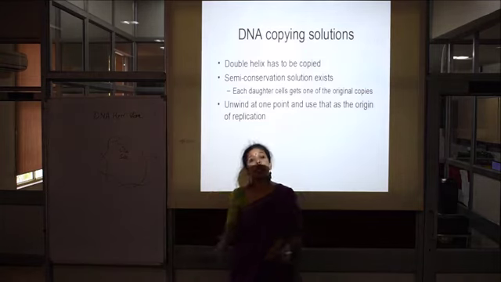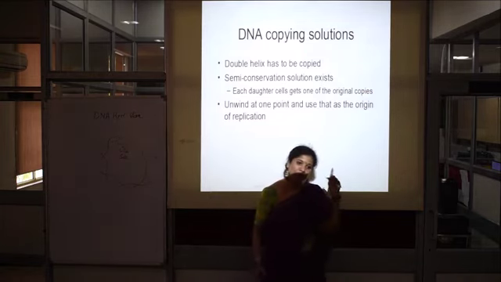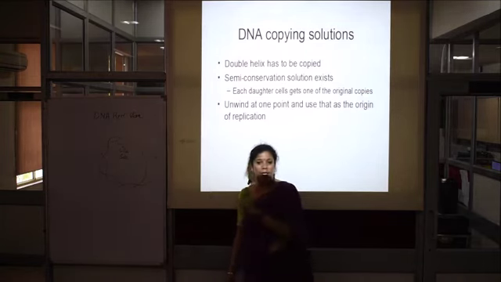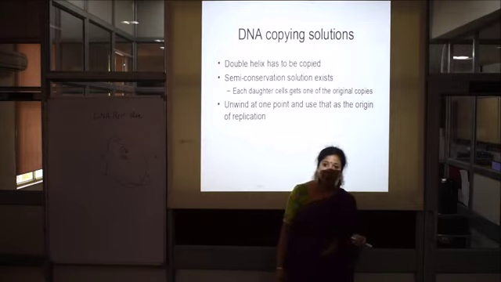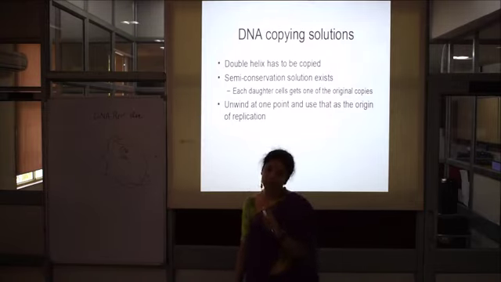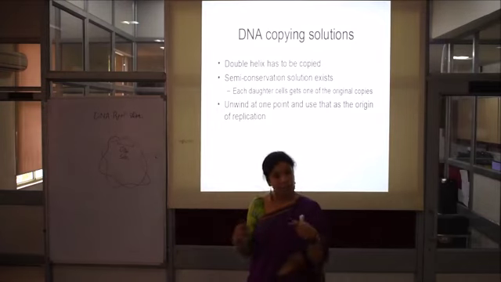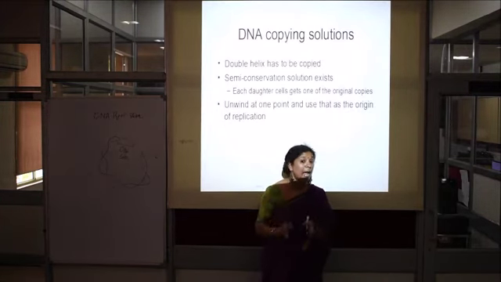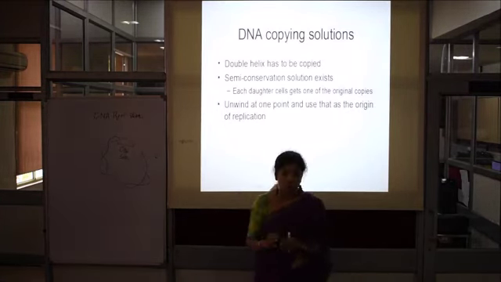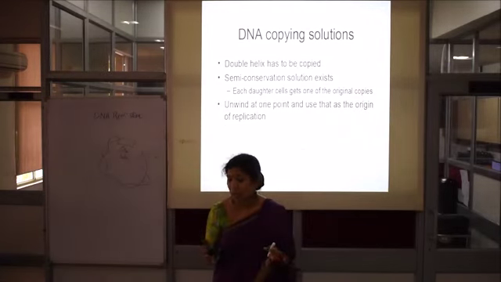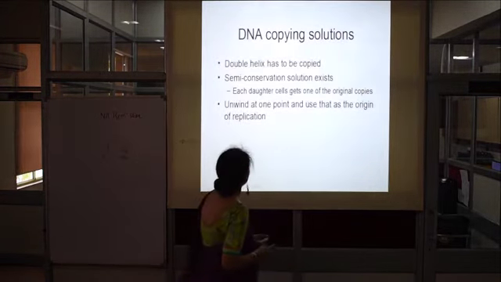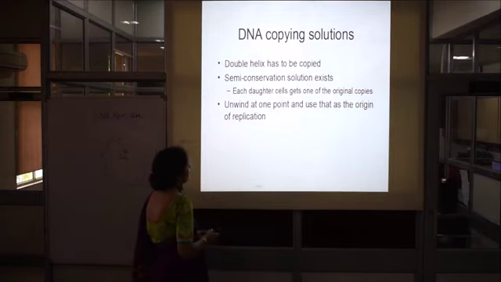And since the direction of both the strands is opposite, one is from 5' to 3' and the other is from 3' to 5', and since DNA replication takes place in only one direction and the directions of both the strands are different, there have to be certain strategies to make sense of how this process is happening. Second, a semi-conservative solution exists.